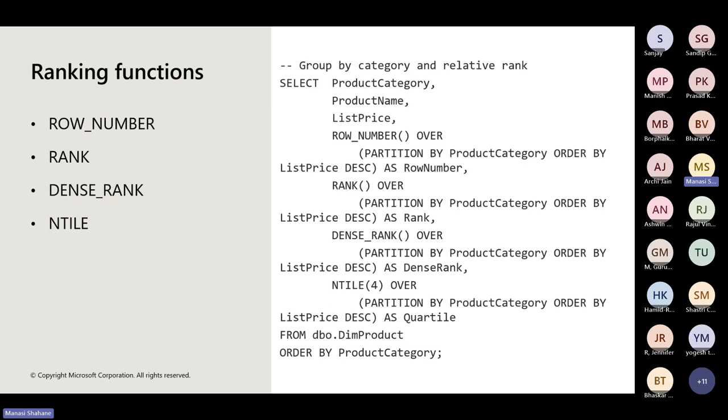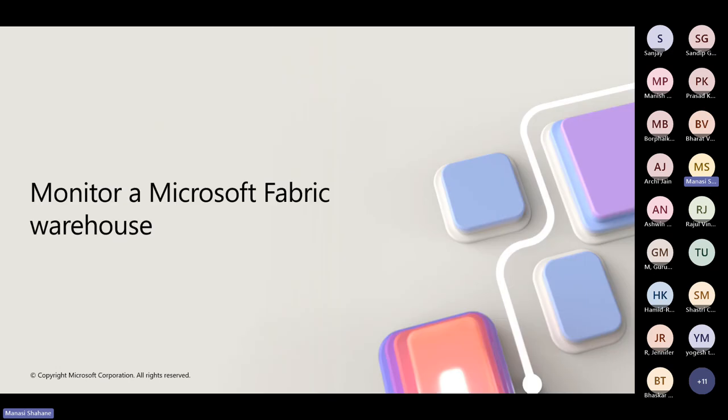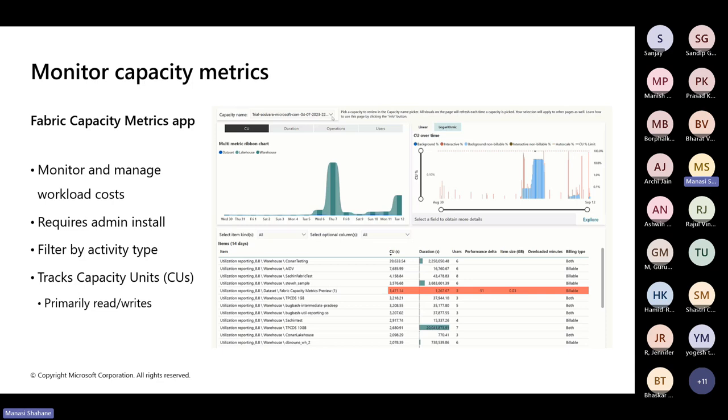Once you have queried, you need to monitor your data warehouse. There are various ways in which you can monitor it. The first is the Monitor Capacity Metrics app. This is an app that you need to install from Microsoft Fabric. I have already installed it, so I'll just show it to you.